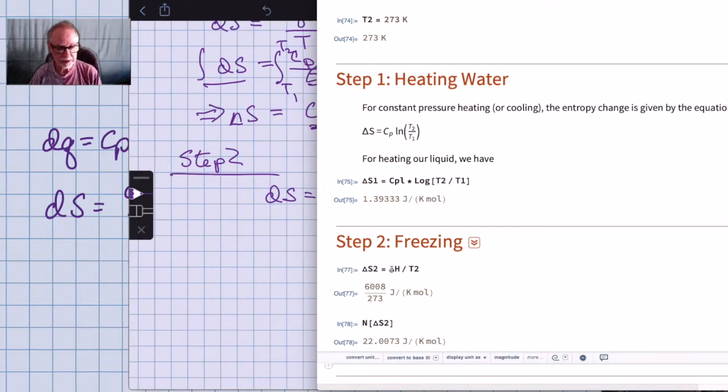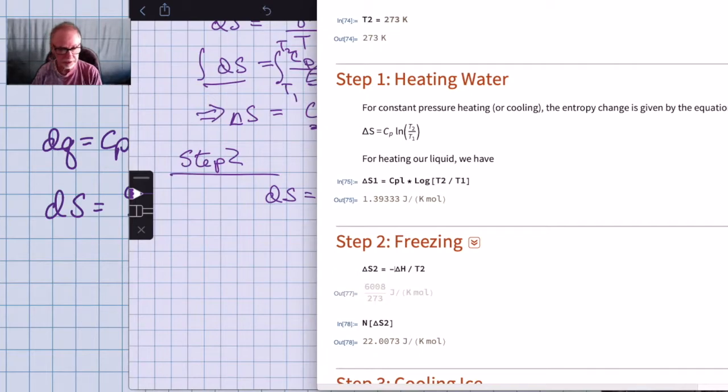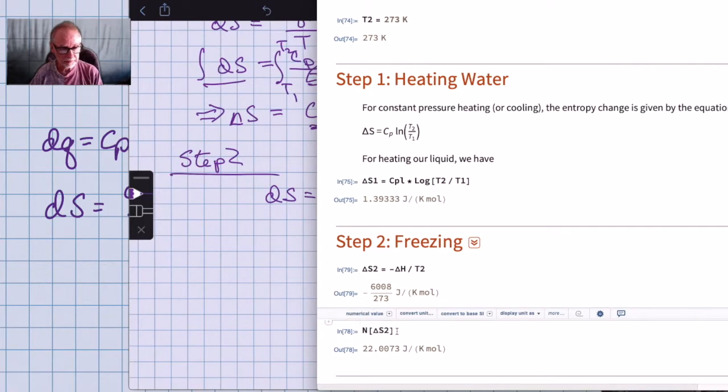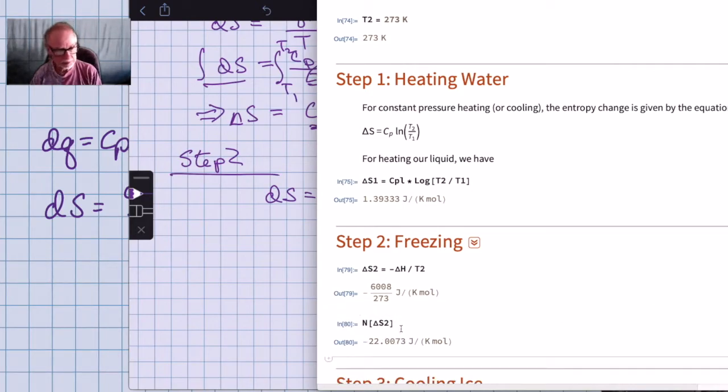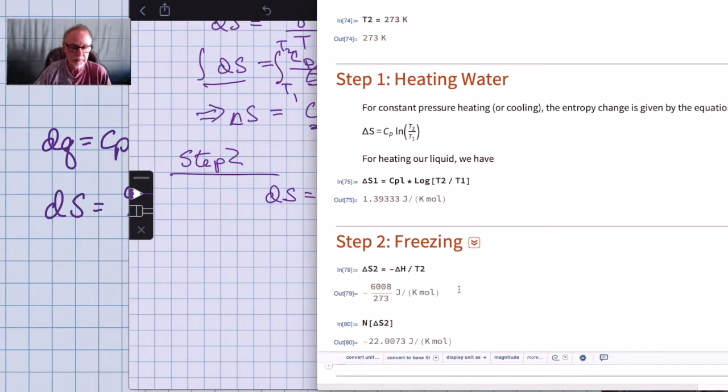Oh, and I did forget something. I forgot that this is exothermic, so it should be negative. So let me redo that, and then I'm going to redo this. All right, so it's negative. That's an easy thing to forget. Obviously, I forgot it. This is an exothermic process. Heat is released in this process. It is freezing. It's going from liquid to solid, so you should get a negative entropy.